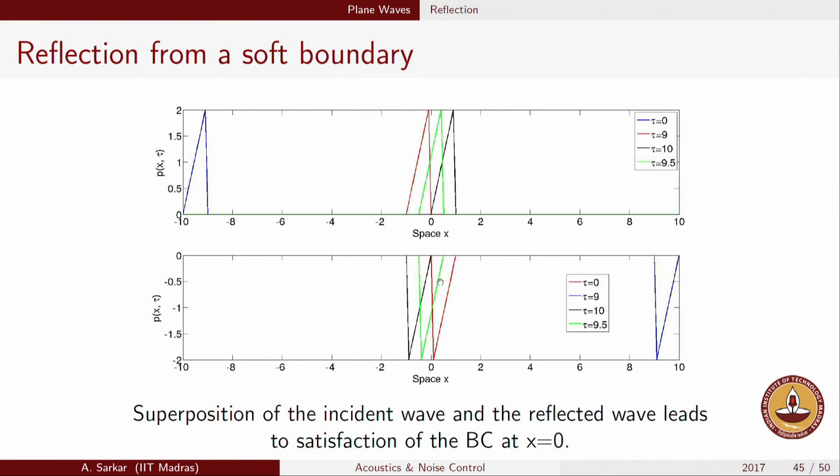At 9.5 you have the green wave from the reflected side, you have the green wave from the incident side shown herein. So, actually there is an overlap between the incident and the reflected wave at an instant, let us say 9.5. But please note, during this entire course of events, whatever response is generated at x equals 0 due to the incident wave is getting negated by the reflected wave, and thereby you are satisfying the boundary condition at x equals 0, right.